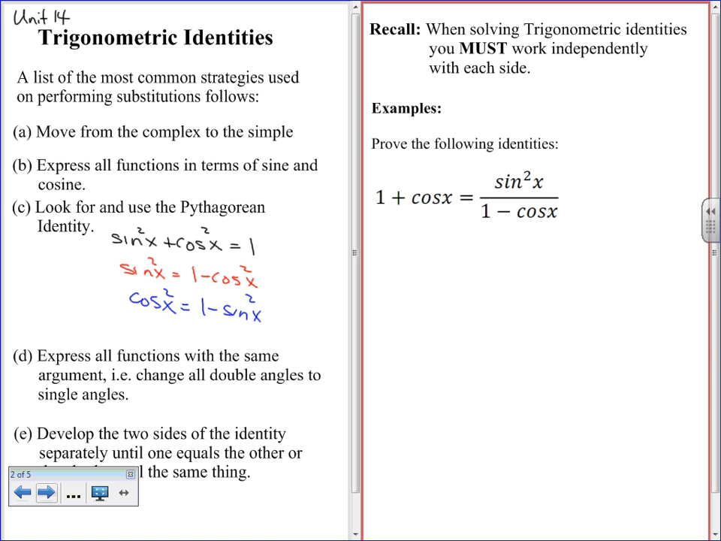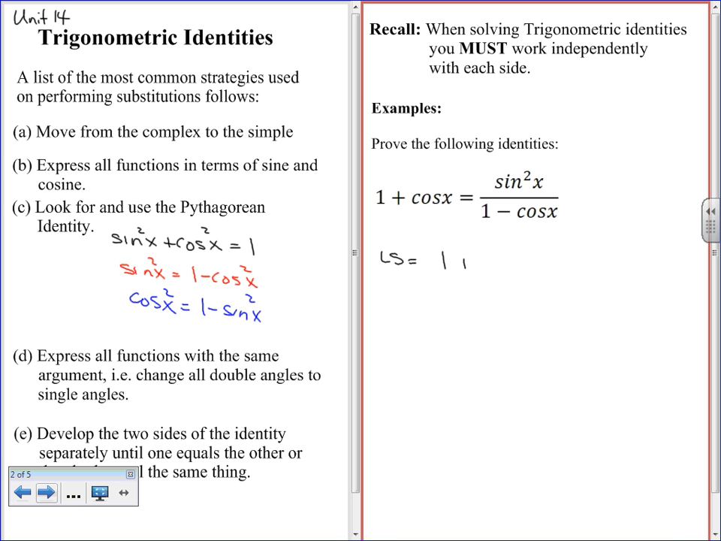Okay, so just recall when you're solving trigonometric identities, you have to work independently with the sides. So you have to work independently with the left side and the right side. So starting with this question here, prove the following identity, that 1 plus the cosine of x is equal to the sine of x squared over 1 minus cosine. Okay, so this side here has 2 terms. This side here has 1 term, so I'm going to start with the more complex side, which is the one that has the 2 terms, which is the left side.